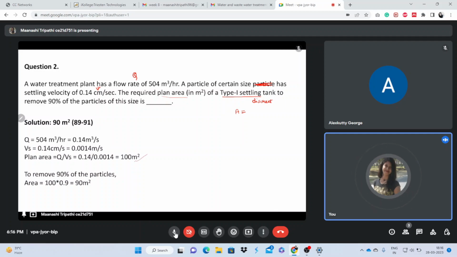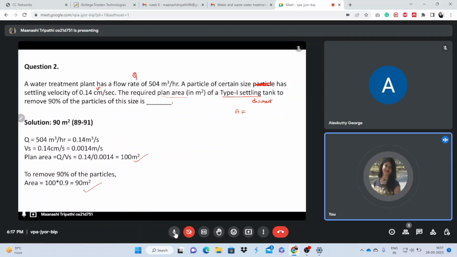But we want to remove 90% of the particles. So we can reduce the plan area, because if the area is more, efficiency will be more. This is for when we want 100% efficiency, that too in ideal condition, when the particle is discrete, only then this will work. But to remove 90%, we can reduce the plan area by 10%. So just multiply 100 by 0.9, we get 90 meters square. So this is your answer.